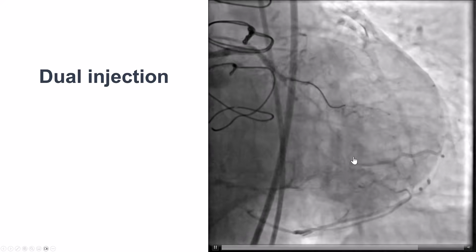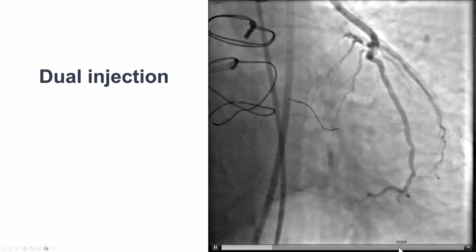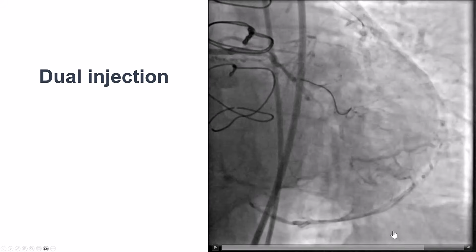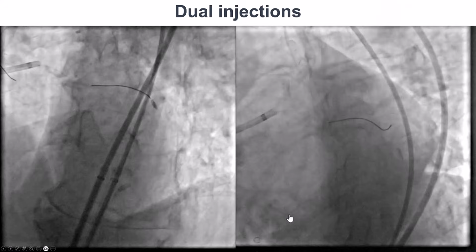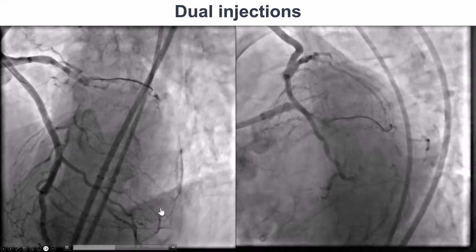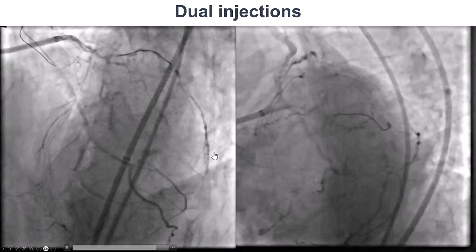But on this view, we have this second obtuse marginal that is fairly large. And also there is a third obtuse marginal filling on the bottom that is further down. So we have a CTO of the mid-circumflex, we have one obtuse marginal and another obtuse marginal. And these are different projections that illustrate the anatomy better. We have again this second obtuse marginal filling backwards from epicardial collaterals.